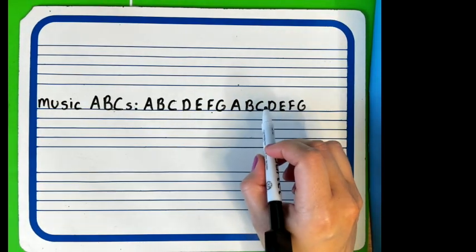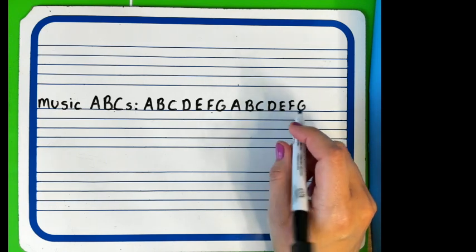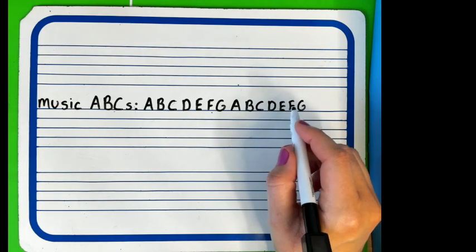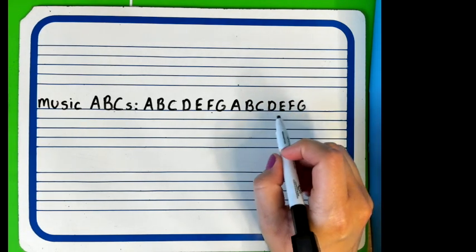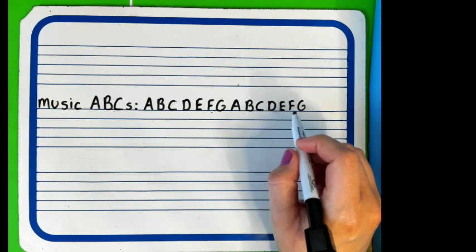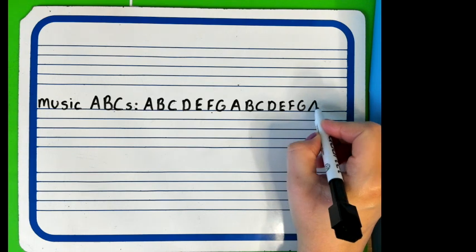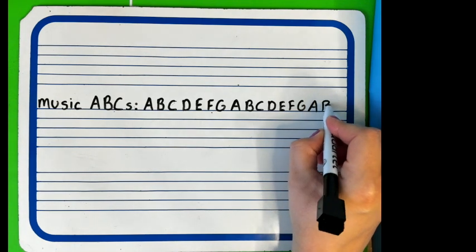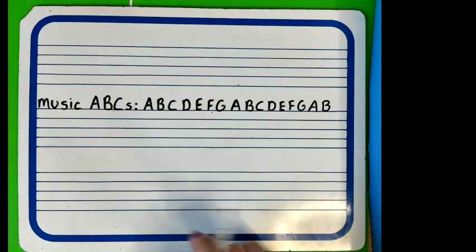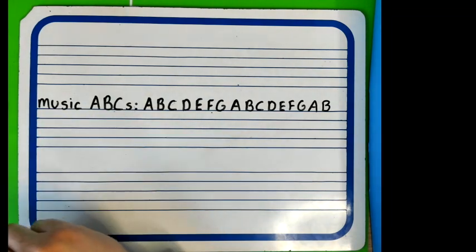So again, in music class, there is no such thing as an R or a Z or an M. You just keep on going over and over again. So after G, we have the letter A, B, and so forth. So that is your music alphabet.